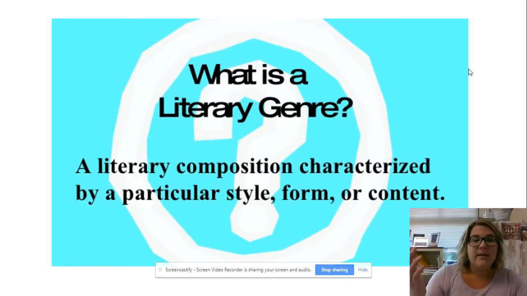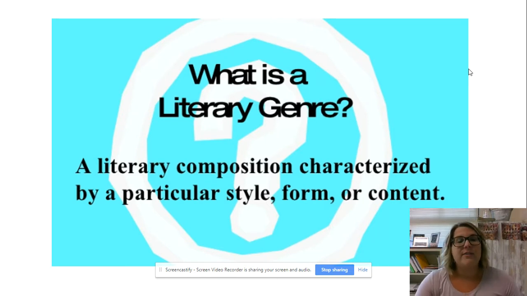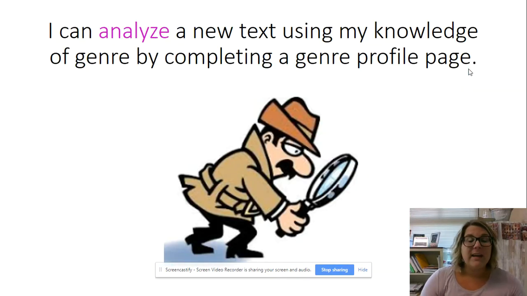Good. What is a literary genre? A literary composition characterized by a particular style, form, or content. So you may have discussed in your groups that a genre is a type of book or a style of book. Today's goal is to analyze a new text using my knowledge of genre by completing a genre profile page.